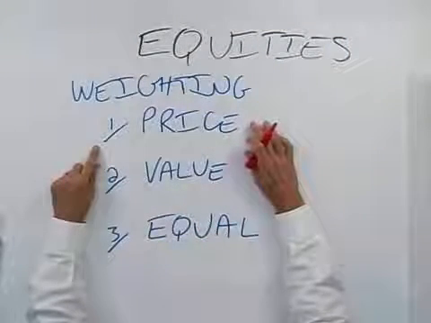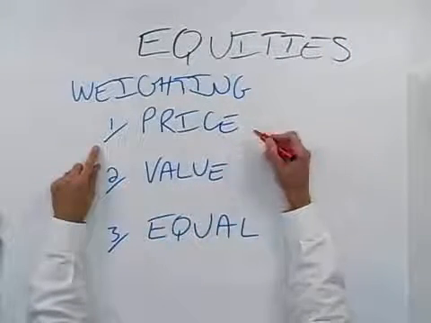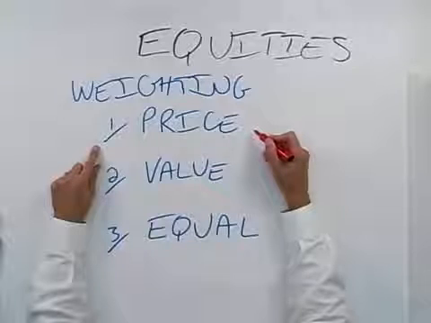So let's dig into the weighting a little bit more. There are really only three different styles of weighting an index. You can have the price, which really just is a movement. The index moves based on the underlying price of the stock.